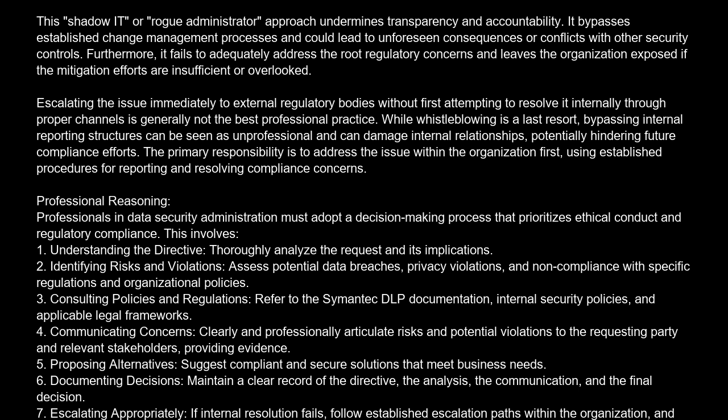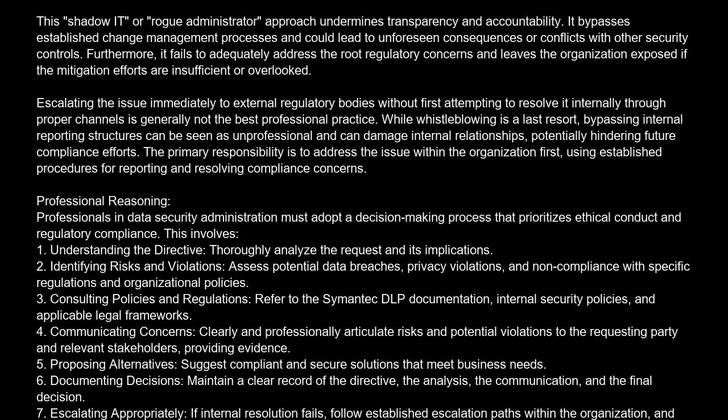4. Communicating concerns. Clearly and professionally articulate risks and potential violations to the requesting party and relevant stakeholders, providing evidence. 5. Proposing alternatives. Suggest compliant and secure solutions that meet business needs. 6. Documenting decisions. Maintain a clear record of the directive, the analysis, the communication, and the final decision.